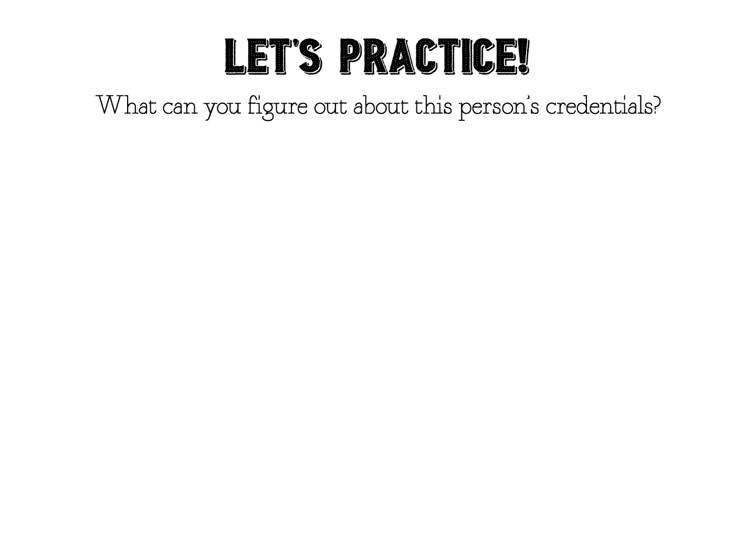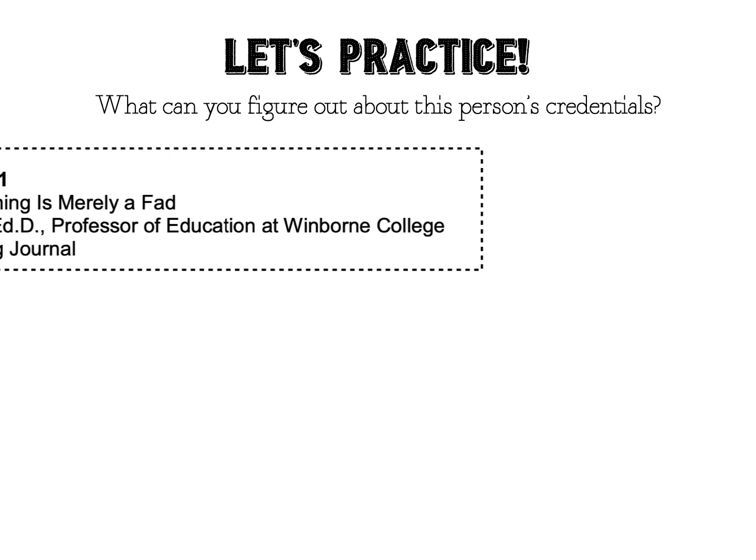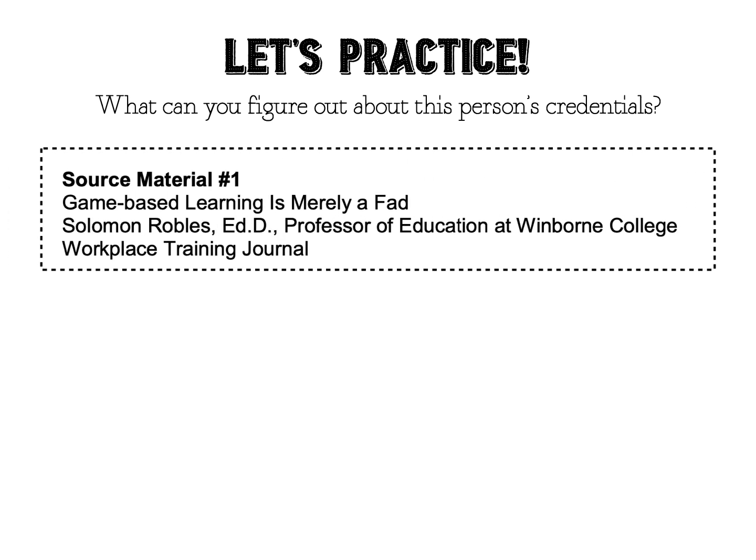So let's just practice real quick. What can you figure out about this person's credentials? This is the top of a possible passage, source material number 1, and it's got the title, "Game-Based Learning Is Merely a Fad." It's got the name of the person that wrote it, Solomon Robles, EdD, professor of education at Winborn College. And then underneath, it's got Workplace Training Journal. That's where this appeared, what he wrote this for.